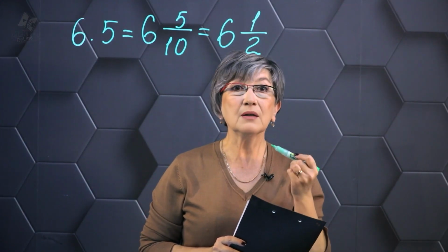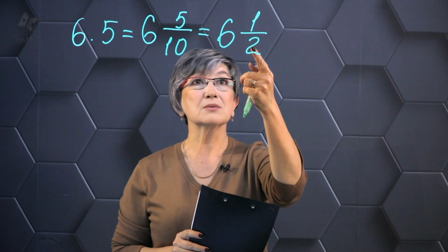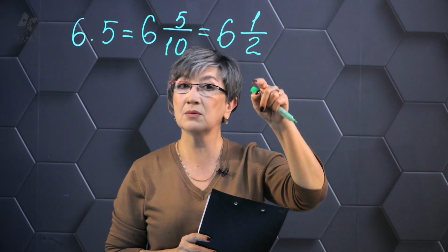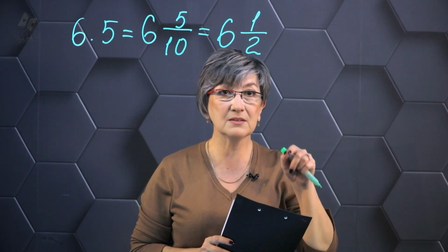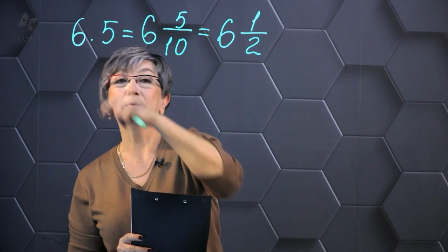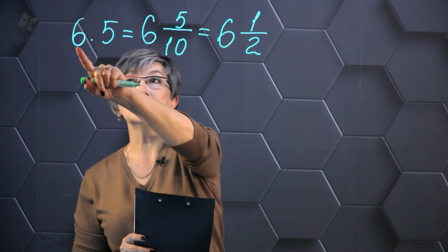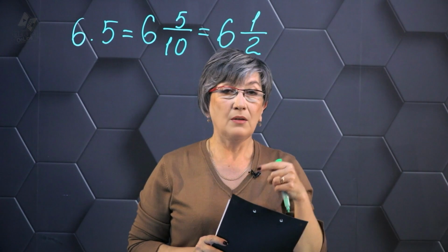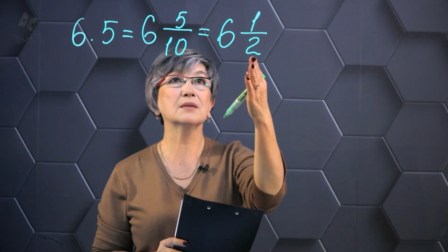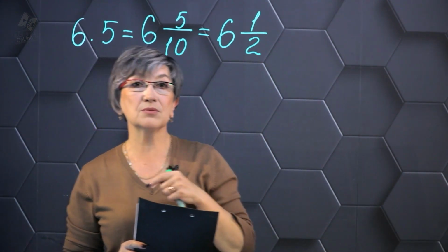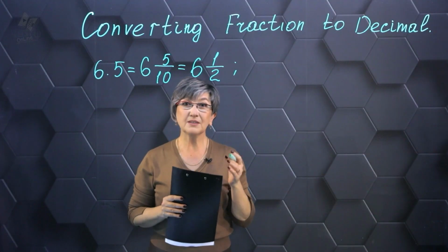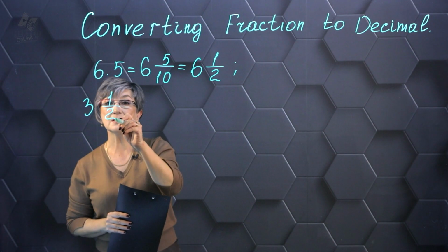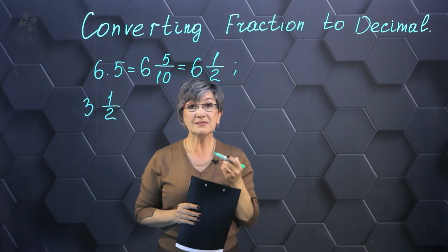But in today's lesson, I'd like to teach you how to convert fractional numbers whose denominator is not equal to 10, 100, 1000, and so on into decimals. So 6.5 tenths equals 6 and 1/2. So how do you write 6 and 1/2 as a decimal? Let's look at an example where we need 3 and 1/2 to convert or write it as a decimal.